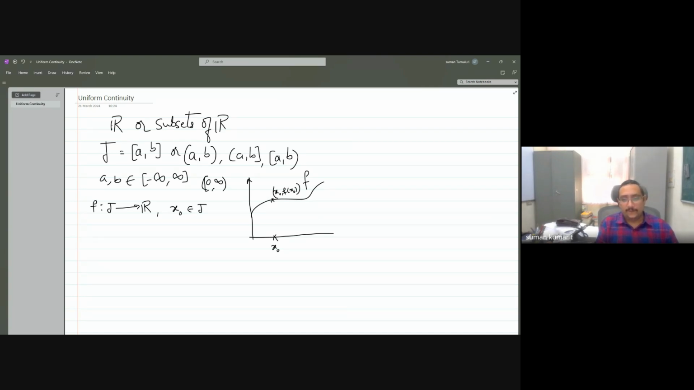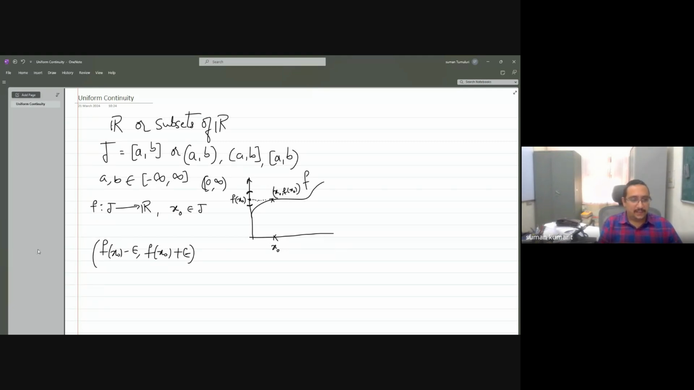What do you mean by continuity? Continuity means, suppose you take this, which is f of x naught. Now for whatever epsilon you choose, you consider an interval around f of x naught. How does an interval around f of x naught look? It is f of x naught minus epsilon to f of x naught plus epsilon. So this is the interval around f of x naught.